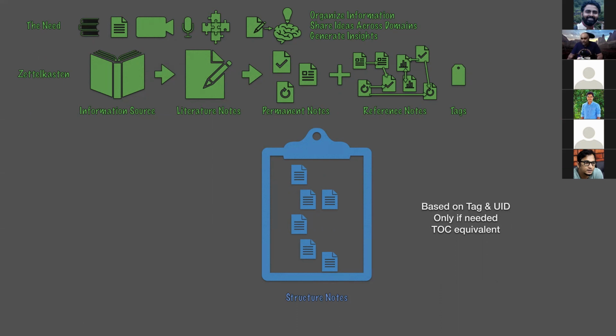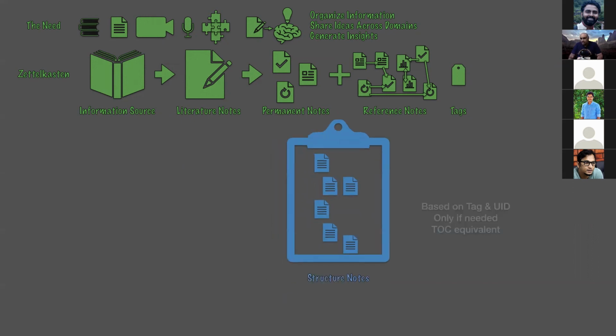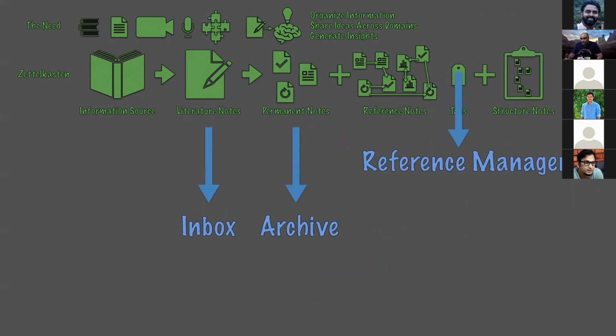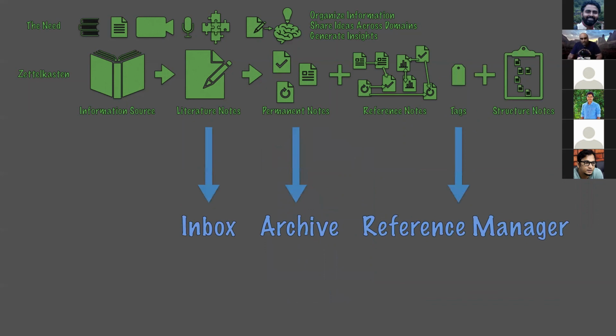I know many of these things will seem abstract or they may seem very simple, but again, the trick comes in how you use it. Now, I just use some of the terms that Zettelkasten itself uses. Literature notes, we'll call it as an inbox. We'll call permanent notes as an archive, and we refer to how the relationships are being maintained as the reference manager. Just to keep things simple.